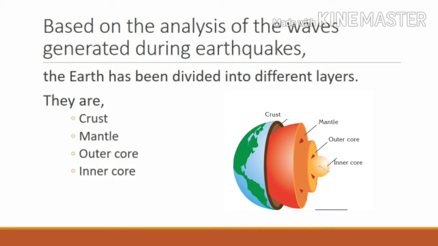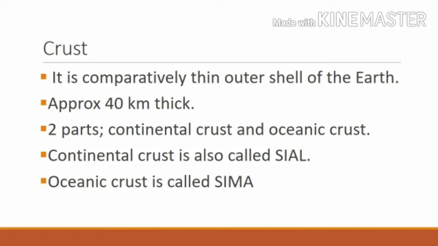Here we can classify the different layers of the Earth based on the analysis of the waves generated during earthquakes. And these layers are crust, mantle, outer core and inner core. Crust is the outer shell of the Earth. It is the thinnest layer and it is approximately 40 km thick.